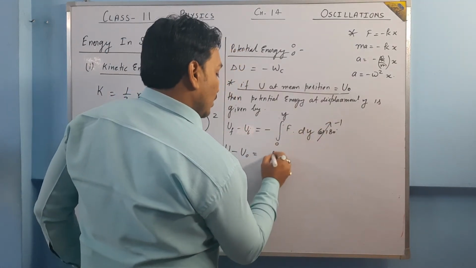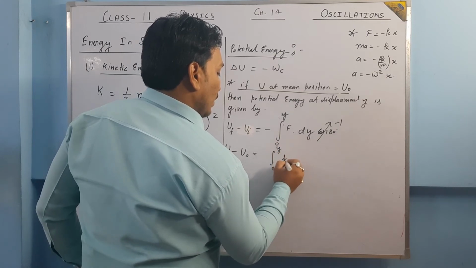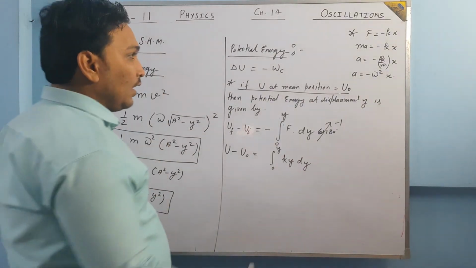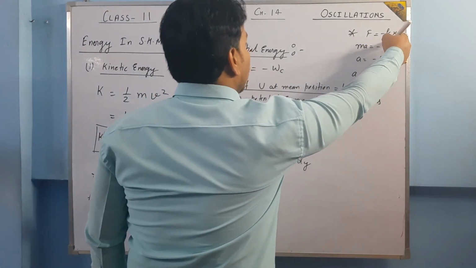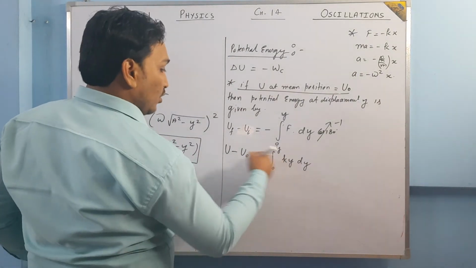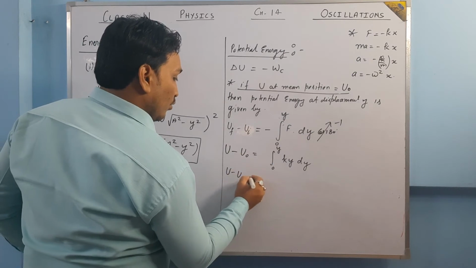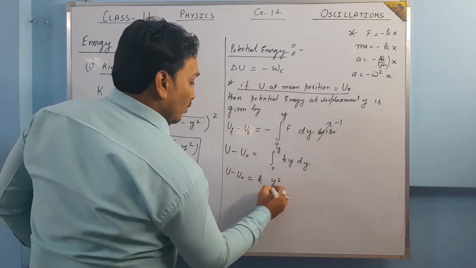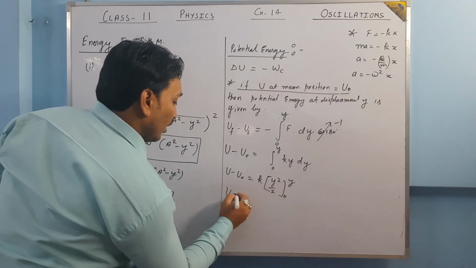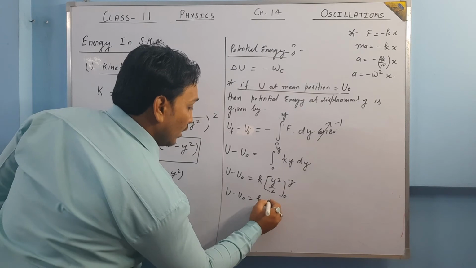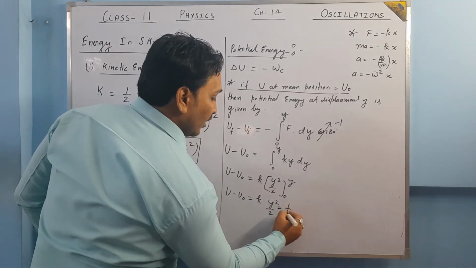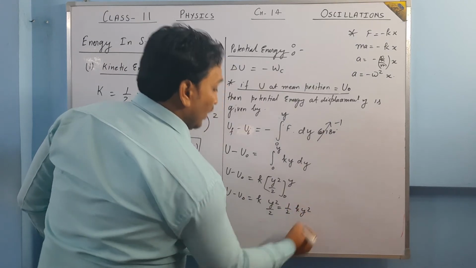The value of F is the integral from 0 to y of ky dy. F is equal to minus kx, and if displacement is considered as y, I should write ky. Now k comes out of the integration, and I'm going to have y square by 2 from 0 to y. If I solve it, U minus U naught is equal to k y square by 2, or in a simpler way, we can write half k y square.